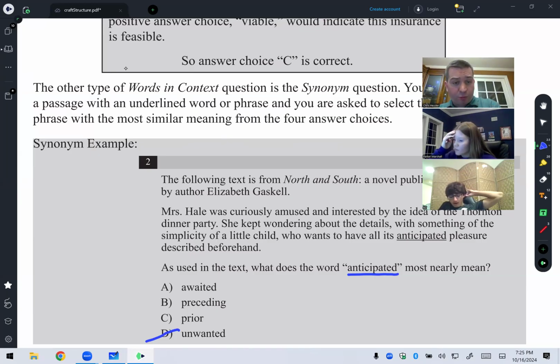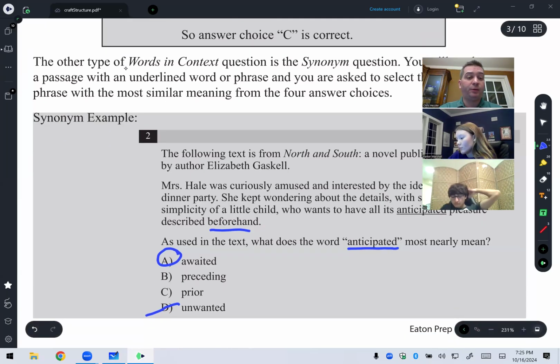If we read the words prior or preceding in the sentence, neither of those would make any sense. Preceding pleasure described beforehand. You see how that's redundant. We're talking about multiple things that happened in the past, that makes no sense. Awaited would make perfect sense though. So she kept wondering about the details with something of the simplicity of a little child who wants to have all its awaited pleasure described beforehand. So that makes perfect sense.